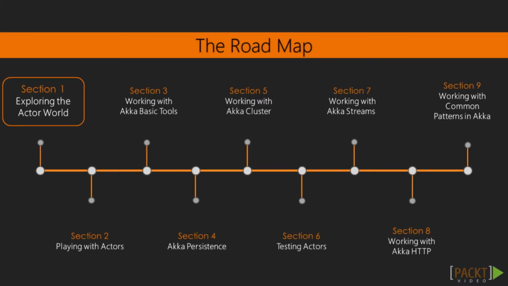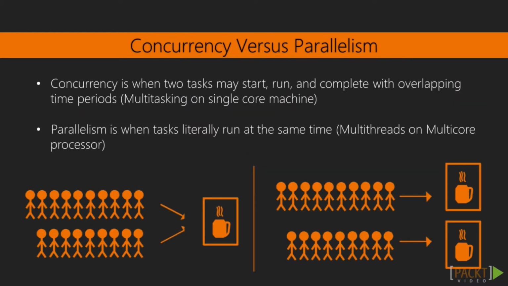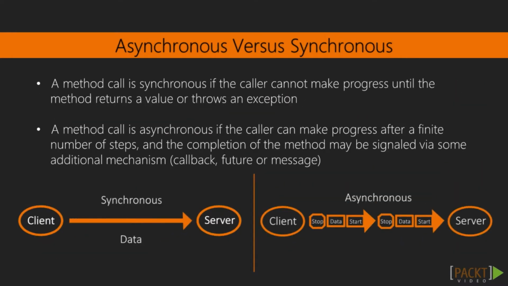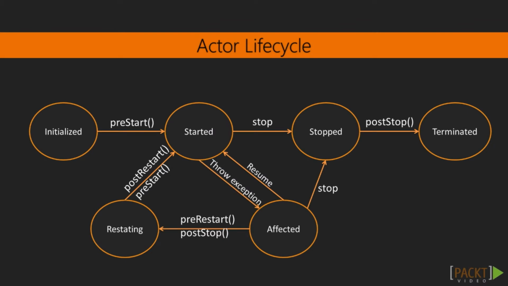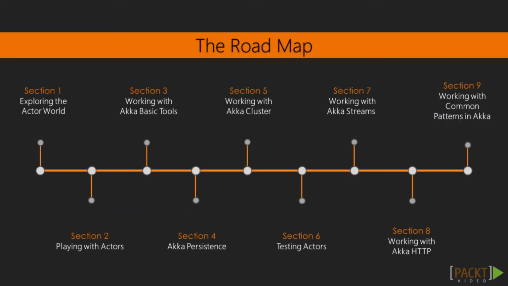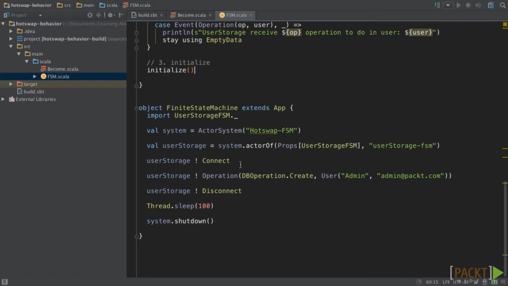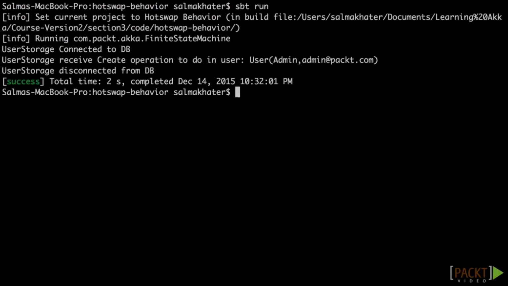First, we'll be introduced to the actor model and some important concepts such as concurrency, parallelism, asynchronous, and synchronous. Next, we will explore the actors in Akka through actor components, actor lifecycle, actor system, and the different supervision strategies. We will also cover the relationship between parent and child actors. And of course, we will create actors and talk to them.